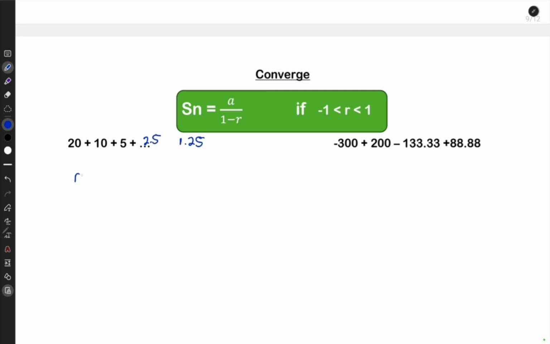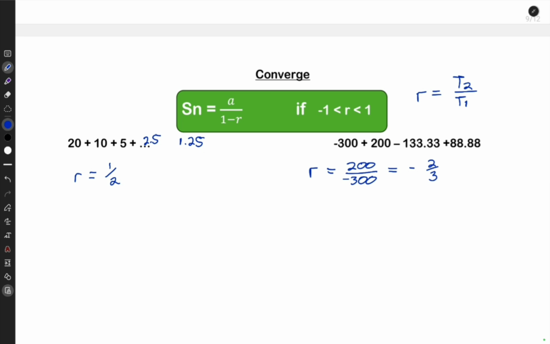So therefore my R value was a half. Now this one is a bit more tricky on the right. So I'm actually going to use the formula that we used from the beginning. So R is equal to term 2 over term 1. So in this case, R is 200 over negative 300, which simplifies to just negative 2 over 3. And if I test it with term 3 and term 2, I will get the same value.